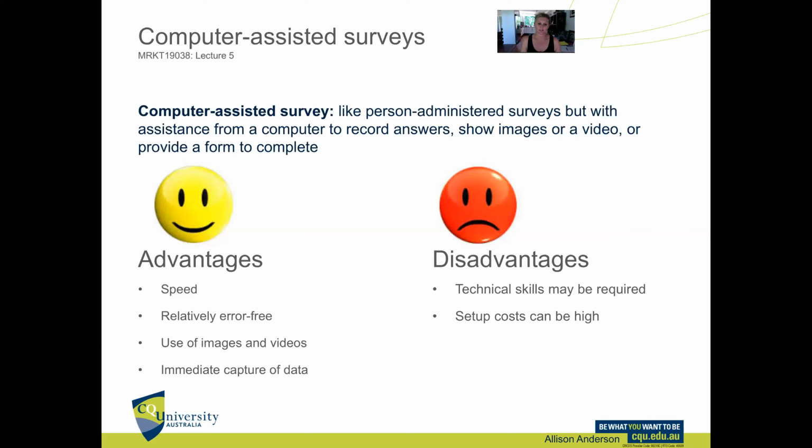The advantage of this is it's a bit quicker, it's more error free. You can use images and video, so you can get a little bit more multimedia and a bit more technical, and you get immediate capture of the data, so you don't have to walk away and sit down with the computer and actually enter all that data into SPSS or Excel or whatever. The disadvantages are that you might need technical skills to be able to set that up. You might have to understand about computers and stuff. And the setup costs can be high. If you have to buy a program that does it, or you might need an iPad to take with you, or you might need multiple iPads.